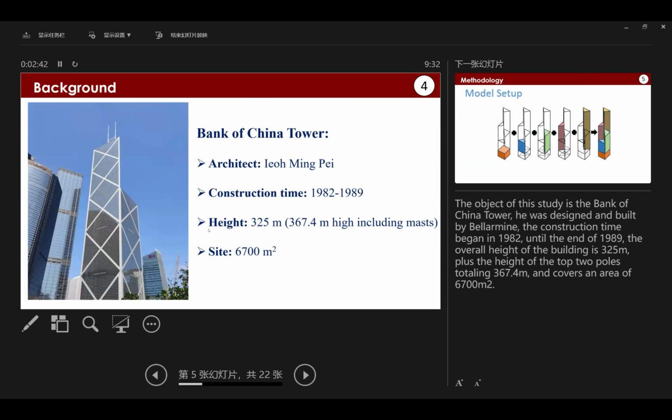So the object of study is the Bank of China Tower. It was designed and built by I. M. Pei, and the construction began in 1982 until the end of 1989. The overall height of the building is 325 meters plus the height of the top two posts, totaling 316.7 meters, and covers an area of about 6,700.